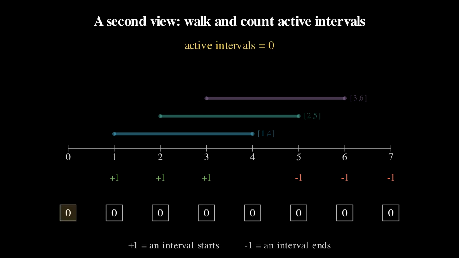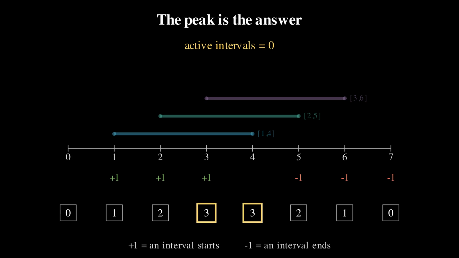Now walk left to right, holding one counter for how many intervals are active. At 1, 1 active. At 2, 2. At 3, 3. Still 3 at 4. Then 2, then 1. The active count at each position is exactly how many ranges cover it. Same answer, no array to reconstruct. The original question now answers itself. Just remember the highest point the active count reached. It peaks at 3 with 3 intervals.